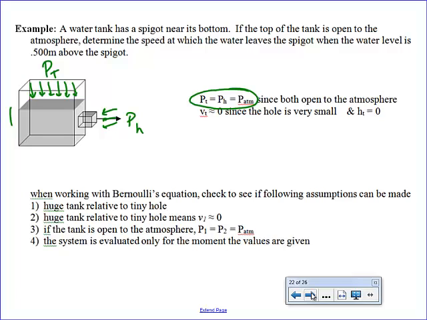The next thing that I'm going to assume is that the velocity of the water at the top is very small. If this spigot is small and is just letting a trickle of water out or a stream of water out, and if this is a very large tank, then the water level will go down very, very slowly. So the velocity of the water at the top will be essentially 0.